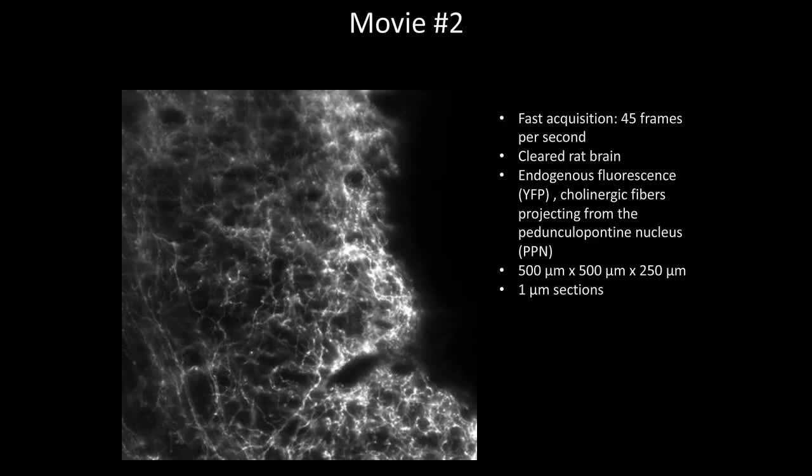Now I'd like to show you a movie. In this movie, I'm going to show you a very fast acquisition of 45 frames per second. It's a cleared rat brain. It's endogenous fluorescence, and you're going to see collagenous fibers here. So let's see the movie.